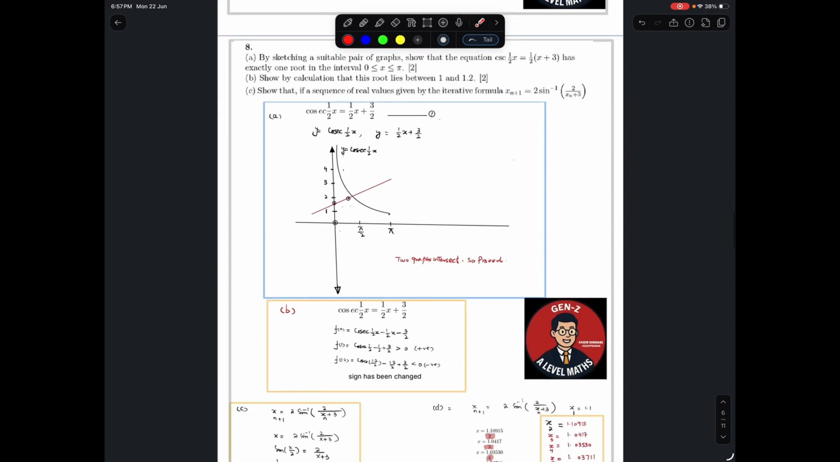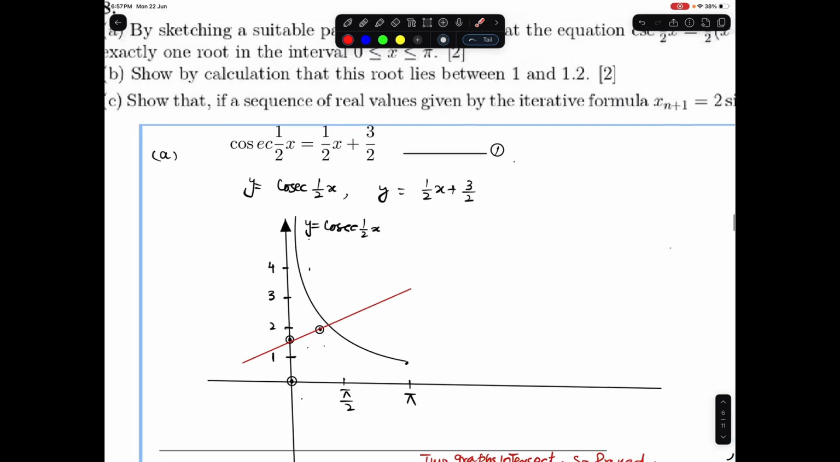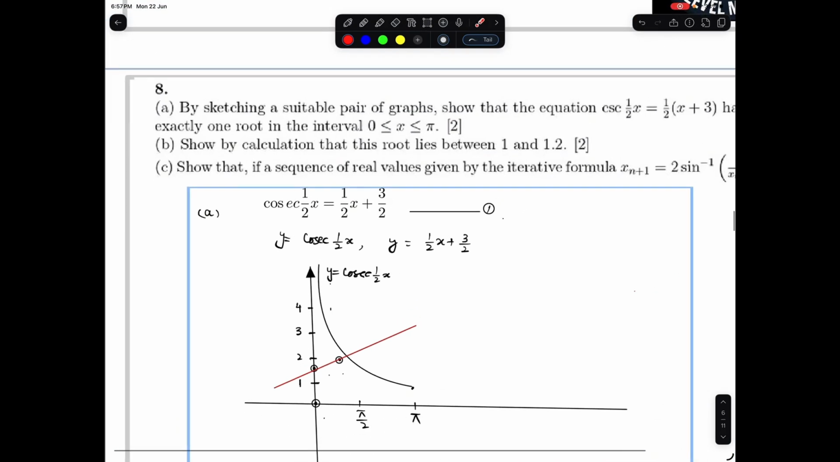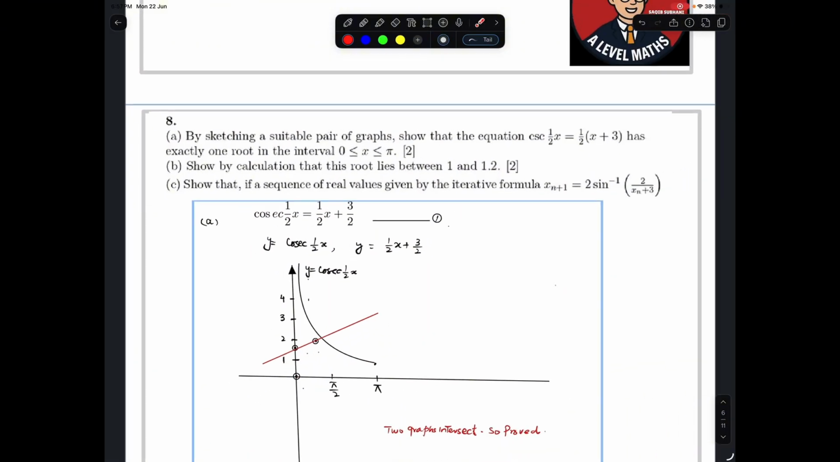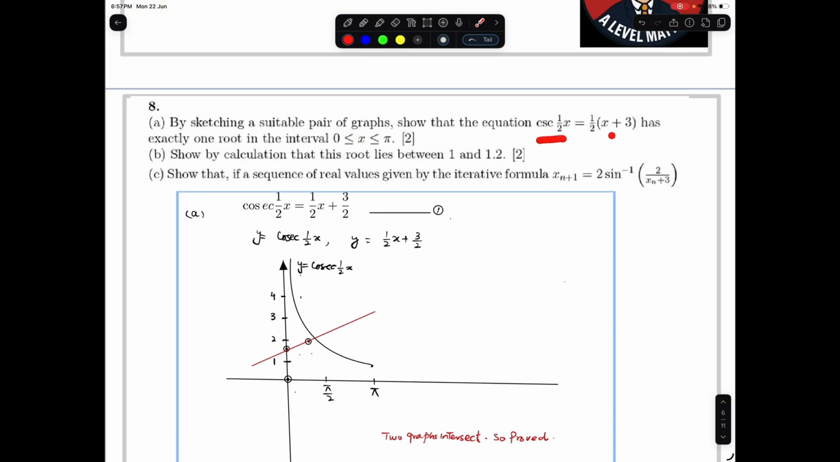7. Now question number 8 is related to the numerical solution of equation. This is a very easy question. You have to just draw the graph of the two equations: y is equals to cosecant x और y is equals to 1/2x plus 3/2. This is the linear equation, straight line बनेगी और ये इसकी cosecant x का ग्राफ बनेगा.